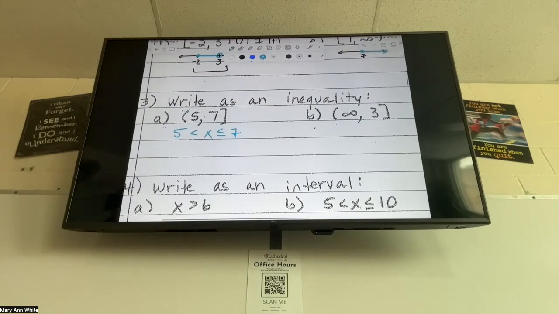What about the next one? Infinity. Well, let's make that negative infinity. I think it lost the negative in the copy process. Negative infinity to 3. Do I write infinity in my interval notation? No.